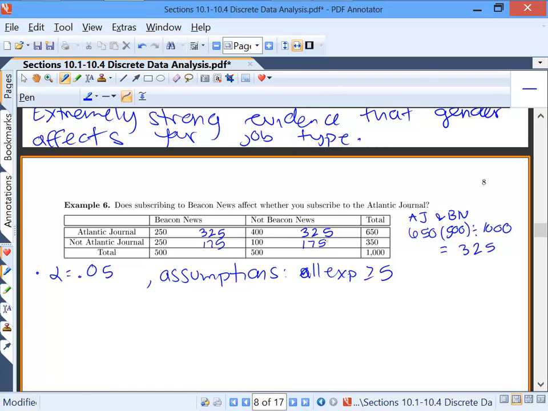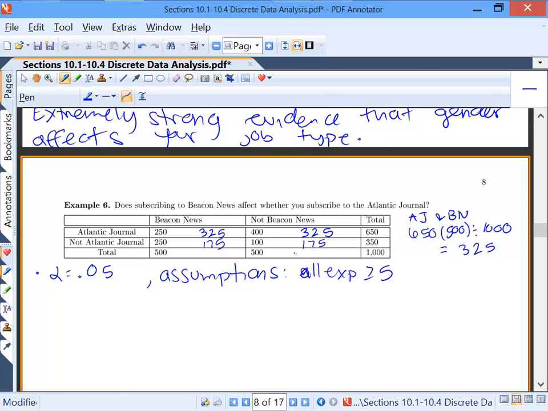Anything kind of interesting about this data set? Okay, the two columns are the same. Why are the two columns the same? Because these two column totals are the same. So that happens fairly often. You get a data set that looks like this, and that's okay, nothing changes.